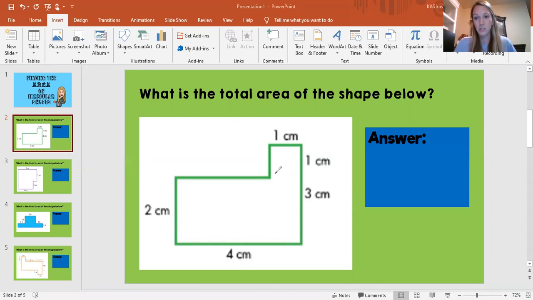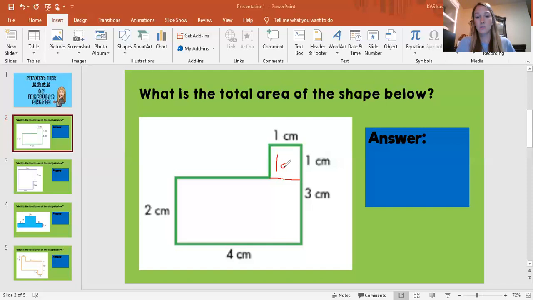Now, you can do this different ways. I'm going to show you two different ways to do this problem. So I could draw my line here, and I could draw it horizontally. Okay, so if I do that, now I have my length and my width. I have a 1 times 1. Okay, what is 1 times 1? That's pretty easy. That's 1.